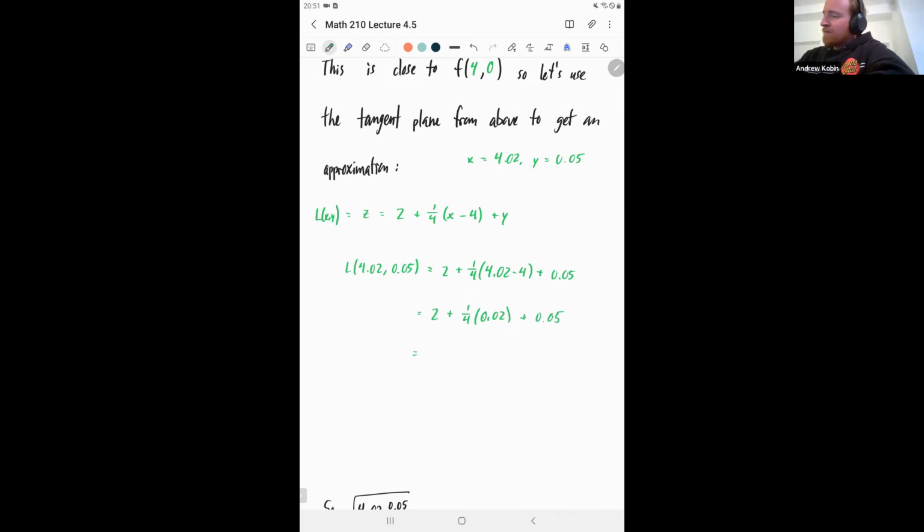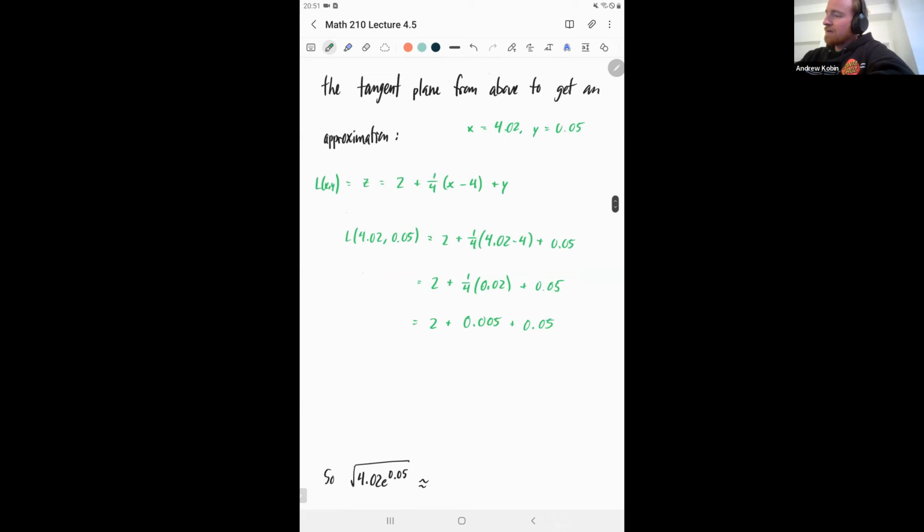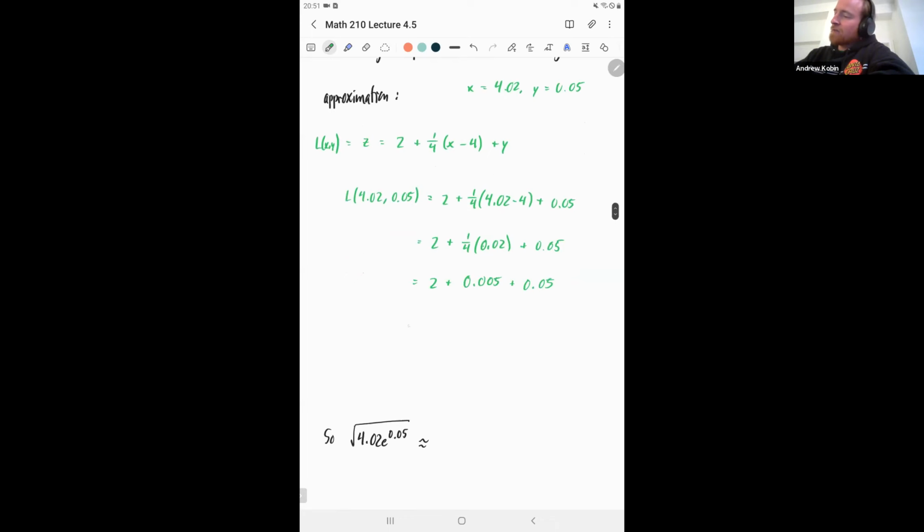And luckily, we're only dividing by 4, so this isn't so bad. If I divide by 2, I'll get 0.01. If I divide by 2 again, I should get 0.005. And you can check this with a calculator if you're not super comfortable doing these by hand. In any case, I have some decimals that are easy to add up. I'll have 2.055. So the value of the linearization, or the tangent plane, at (4.02, 0.05) is equal to 2.055.